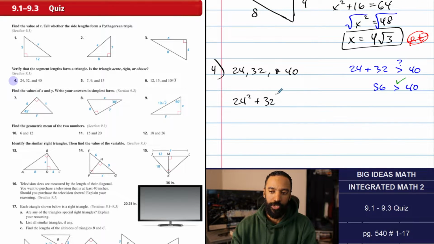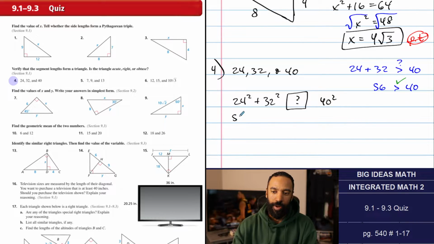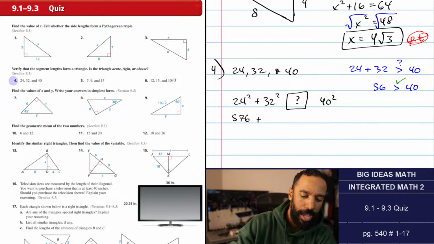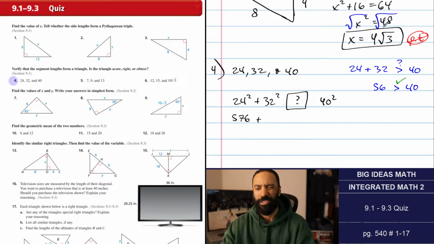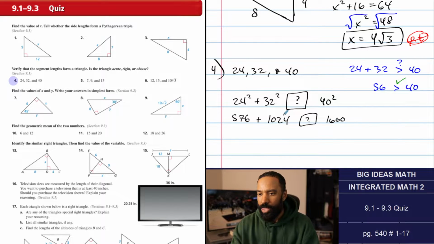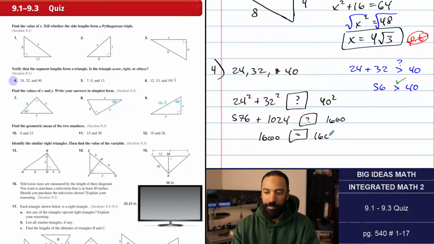24 squared plus 32 squared, how does that compare to 40 squared? I know 24 squared. I don't know 32 squared. Use a calculator. I probably need this anyway. 1024. I should have known that actually. And that's 1600. 1600 equals 1600.